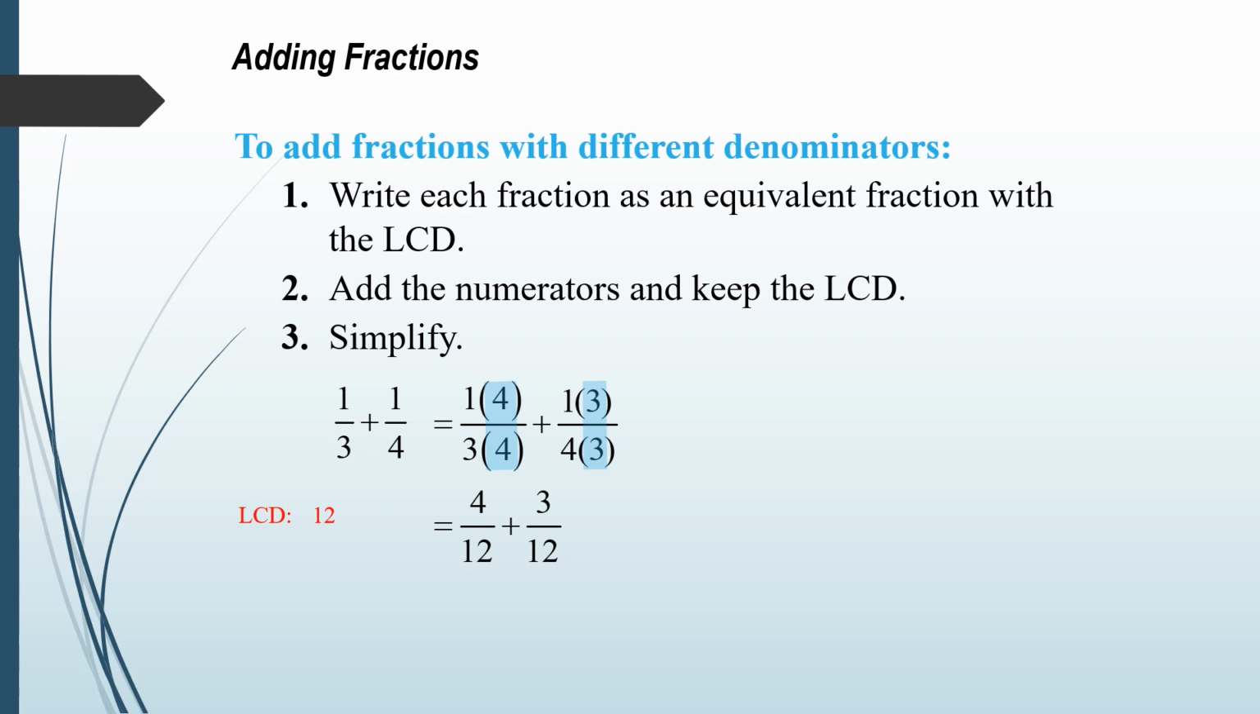Pinakita lang dito isa-isa kung paano yung process, no? Then, 4 over 12 plus 3 over 12. So, just add the numerator. So, maging 7 over 12. Copy the denominator, the LCD. 7 over 12, yun na po. That is now our lowest term, so that is now our final answer. Okay? So that is for adding different denominators.